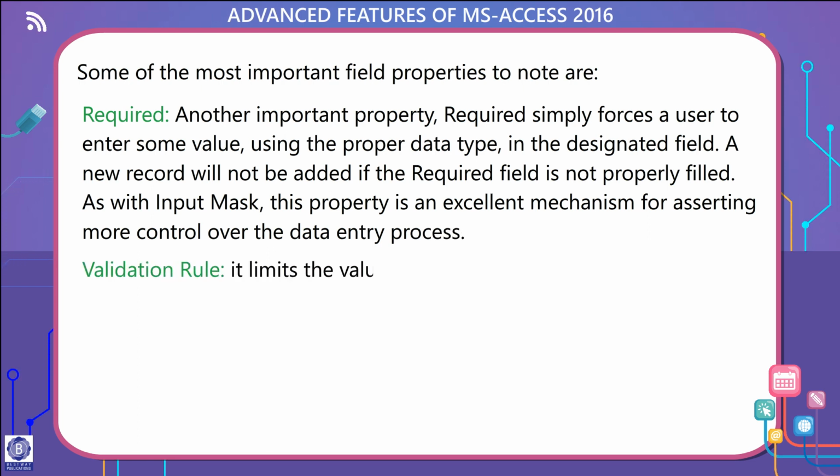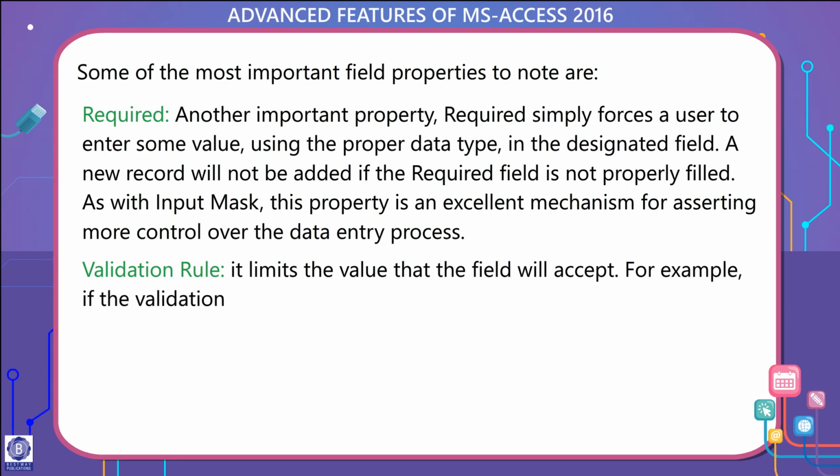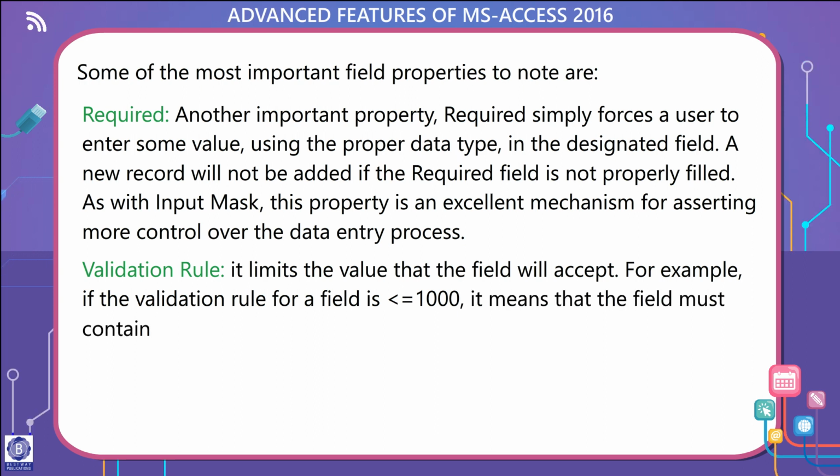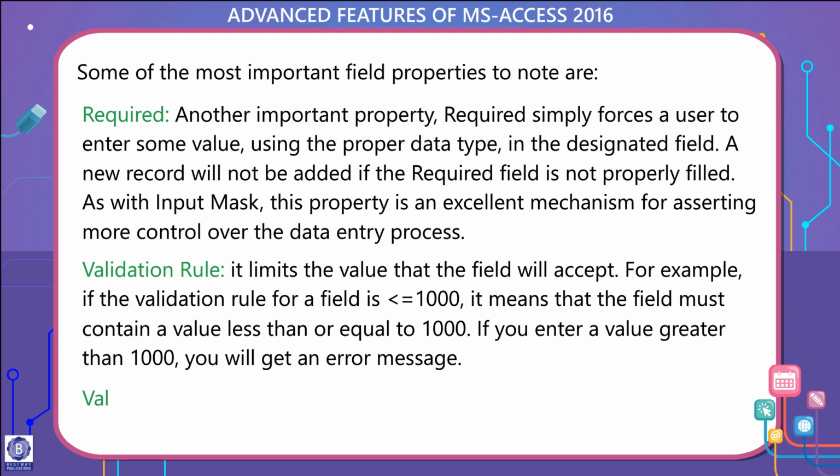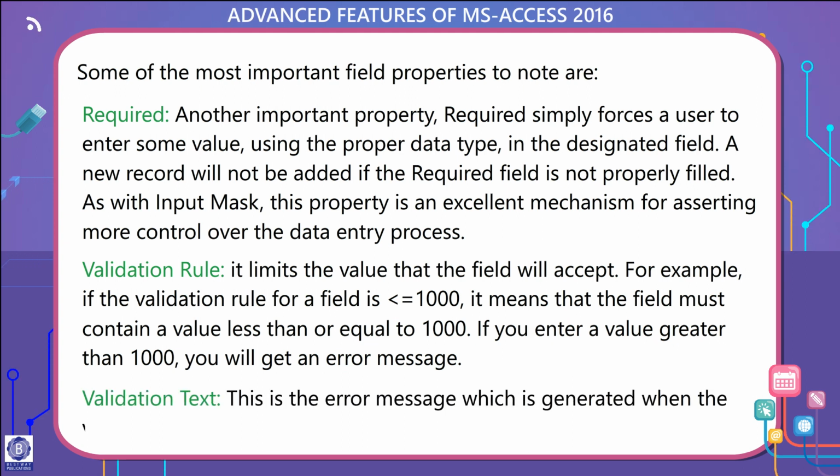Validation rule. It limits the value that the field will accept. For example, if the validation rule for the field is less than or equal to 1000, it means that the field must contain a value less than or equal to 1000. If you enter a value greater than 1000, you will get an error message. Validation text. This is the error message which is generated when the validation rule is violated.